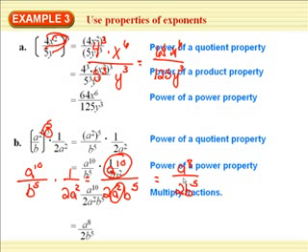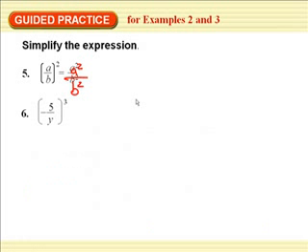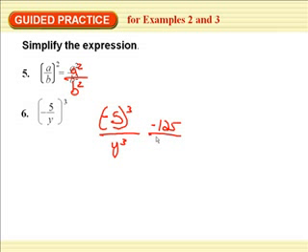There it is. Yep, we did it. Okay, so this one's going to be a to the 2nd over b to the 2nd, and you can't go any farther. This one's going to be negative 5. We'll just leave the negative with the 5 to the 3rd over y to the 3rd. So that's going to be negative 125 over y to the 3rd.